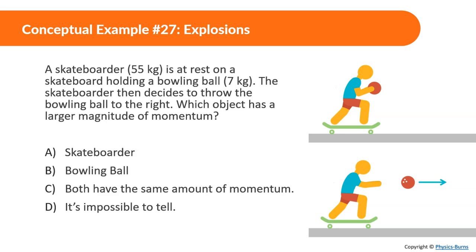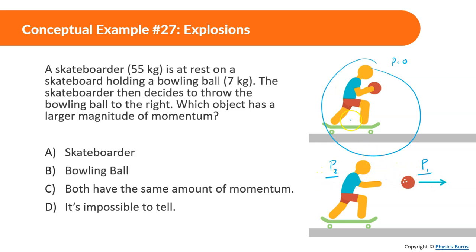Skateboarder, 55 kilograms, at rest on a skateboard holding a bowling ball, 7 kilograms. The skateboarder then decides to throw the bowling ball to the right. Which object has a larger magnitude of momentum? We know at the beginning the momentum is 0 because they're both not moving. This has a certain amount of momentum, I'm going to call it P1, after it's thrown, and this one has a certain amount of momentum after the bowling ball is thrown, and we want to know which one has more.